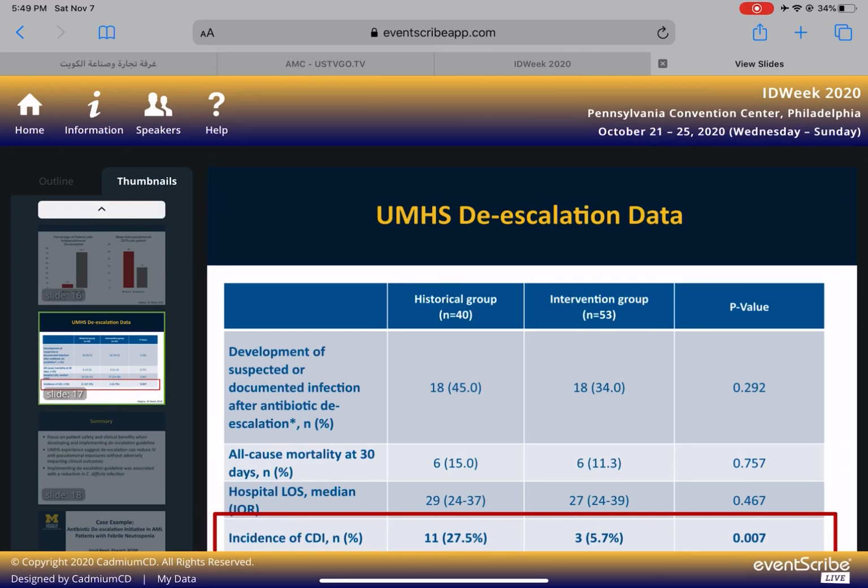When we look at all-cause mortality, 6 patients expired in each group, which was not statistically different. And the median length of stay was similar between groups. It was 29 days in the historic group and 27 days in the intervention group. However, one thing that we were pleasantly surprised to see is a significant reduction in the incidence of C. diff infection in the intervention group. In the intervention group, 5.7% of patients developed C. diff, compared to 27.5% in the historic group, which was significant.